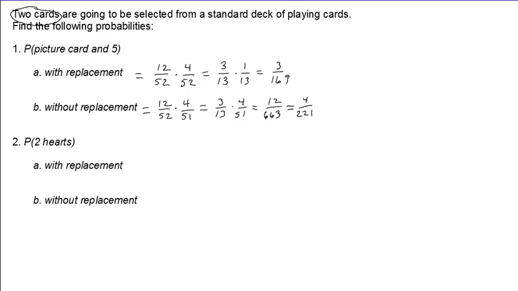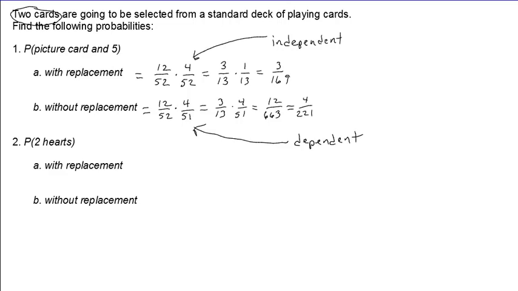Now notice, in this first problem, my probability of selecting a 5 did not change over what I would expect drawing a 5 out of the deck of cards. When two events happen and the probability of the second event is not affected by the first event happening, those are called independent events. In this second problem, when the probability of the first event happening changes the probability of the second event, these are called dependent events. So we're going to do another example.